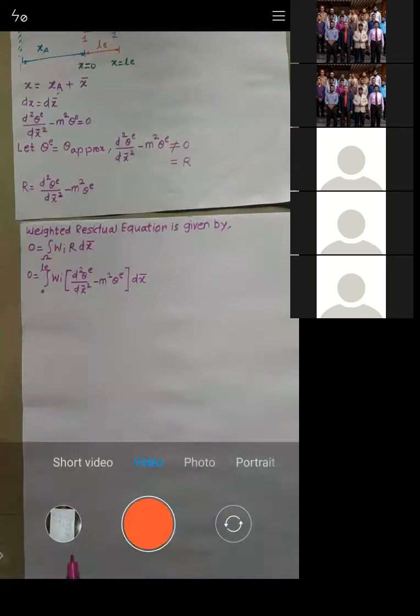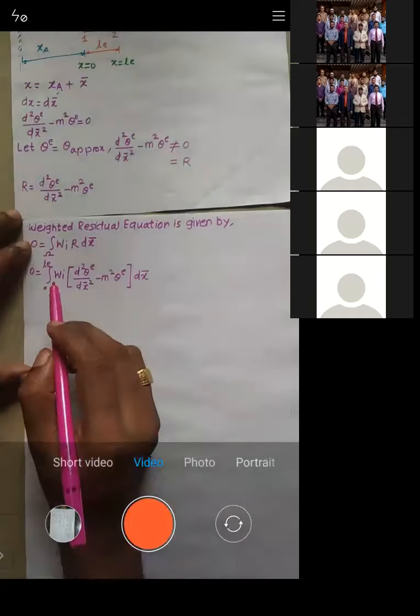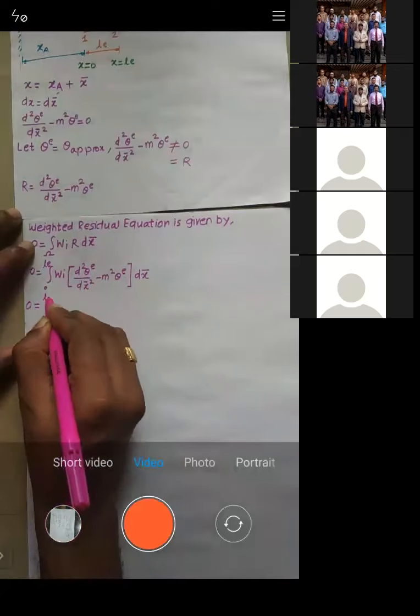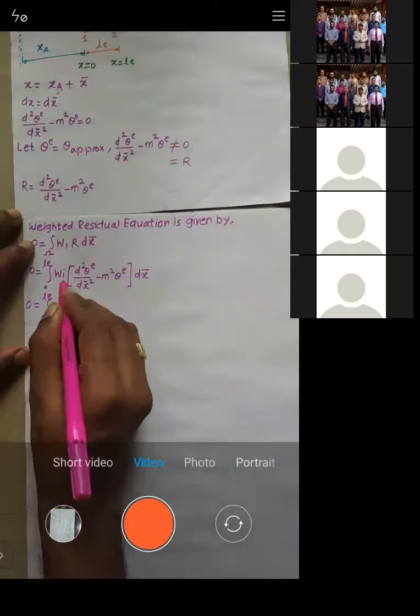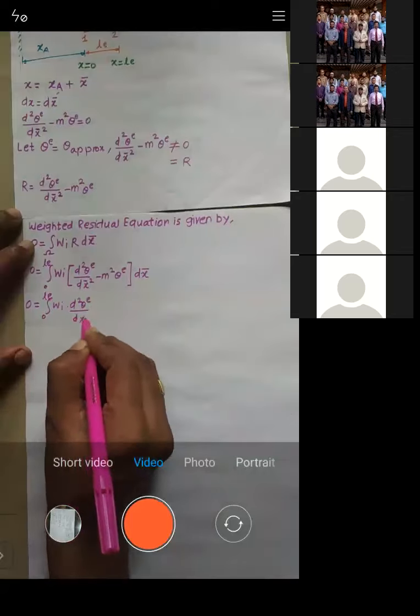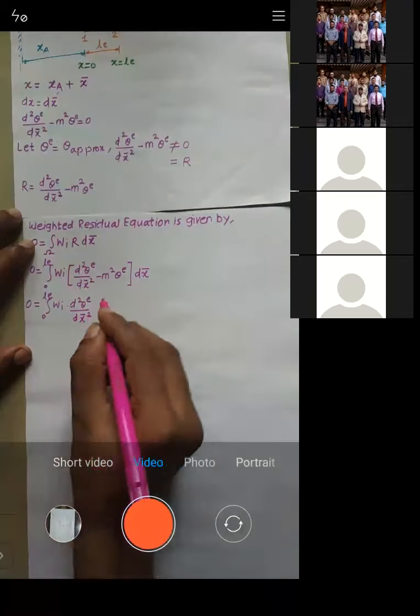Now let us multiply it. I'll multiply this term with this. So what I will get is 0 is equal to the integral from 0 to LE of Wi into d square theta e by dx bar square, this term.